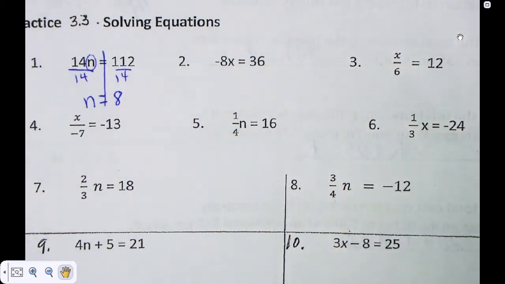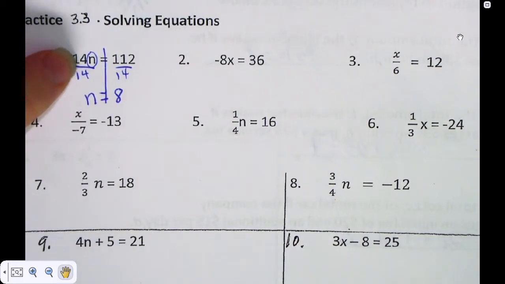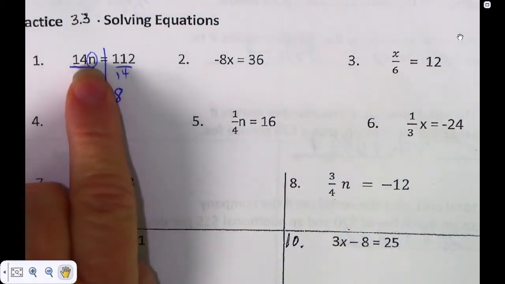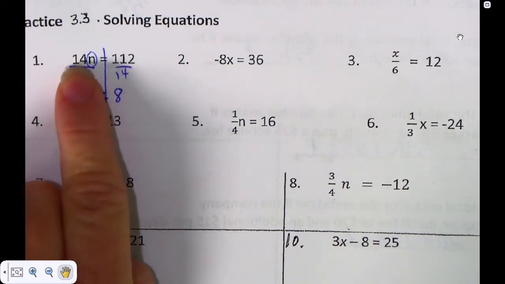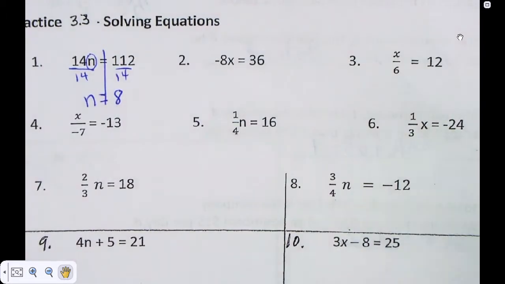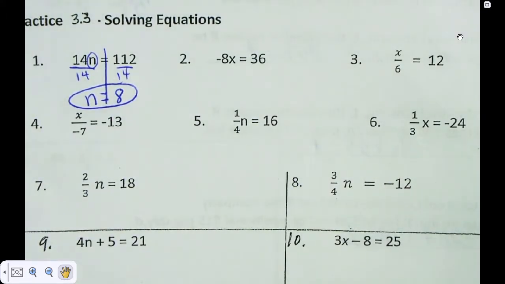Did everybody get 8? Okay, so now to check it, guys, in our calculation we're going to go 14 times 8. We're going to just put it back in the equation. All we're going to do is go back and say 14 times 8 gives me 112. Good. Now we're going to circle. Once you've checked it, you circle.